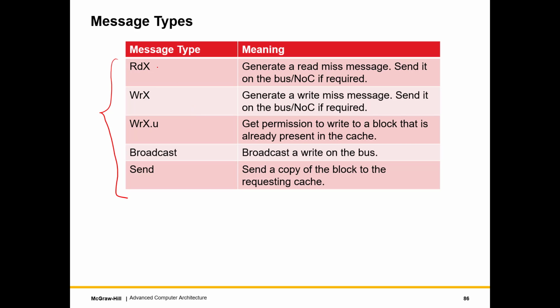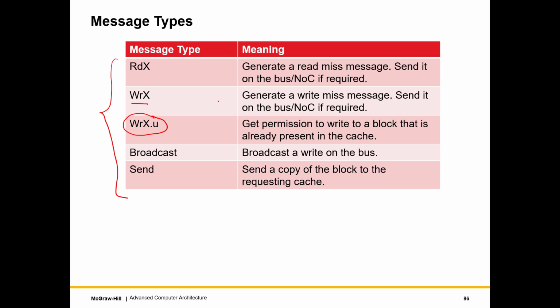So RDX is a read miss message. So we send it on the bus NOC if required. Similarly, WRX is a write miss message. So recall from our discussion on caches that whenever there is a write miss, we need to get a copy of the block first, and then we need to write to whichever subset we intended to write. All right, but getting the copy of the block is important. So this we have already discussed in chapter 7.